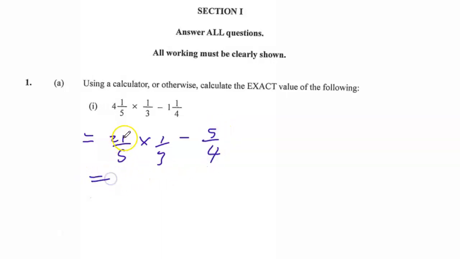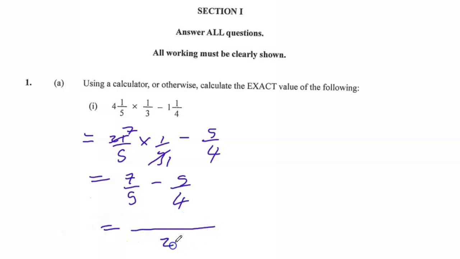So multiplying two fractions, we can say 3 into itself 1, 3 into 21, that's 7. So this is now 7 over 5 minus 5 over 4. LCM is 20, so 5 into 20, 4. 5 into 20, 4 times 7, 28. Minus 4 times 5, 5 is 25. So our solution will be 3 over 20.